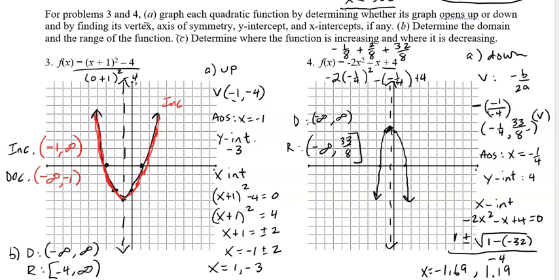So the way we say the range would be from negative infinity to positive 33/8. And let's see, increasing, decreasing, and then we're done. So it's going to be increasing on the left side this time. So this is the increasing half. So from negative infinity to that x-coordinate, negative 1/4, it's increasing. And then it's decreasing on the other side. And there's our answer for number 4.